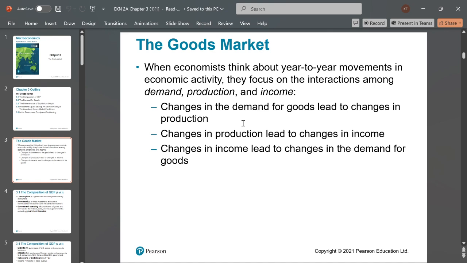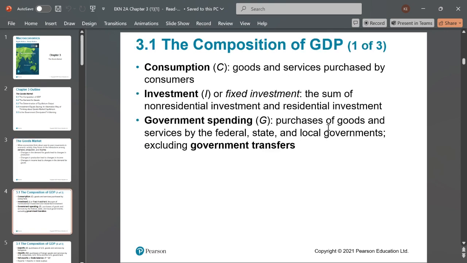So when we have an income increase, so when we have more income, there's going to be more demand for goods and services. And when there's more demand for goods and services, production will also increase, right? So they basically have positive relationships with each other, right? Now we go to the composition of GDP. So we've been talking about GDP, but now we're getting into it, right?